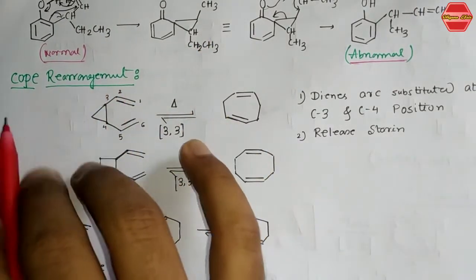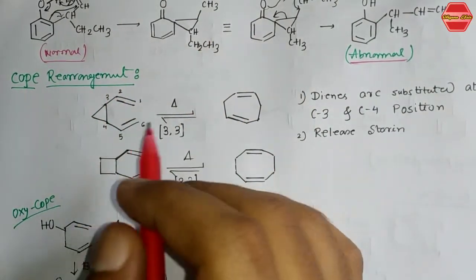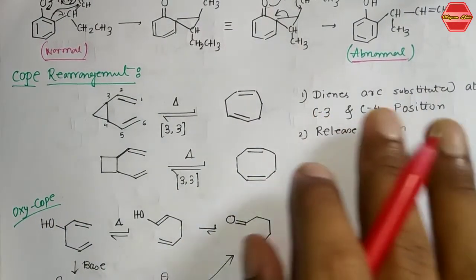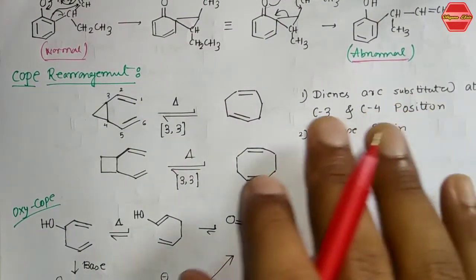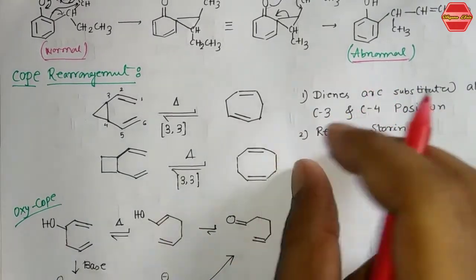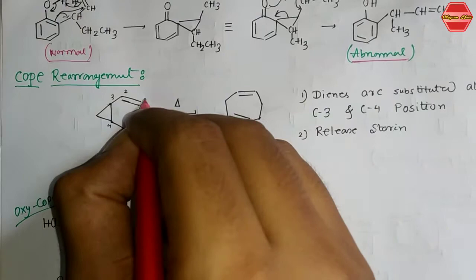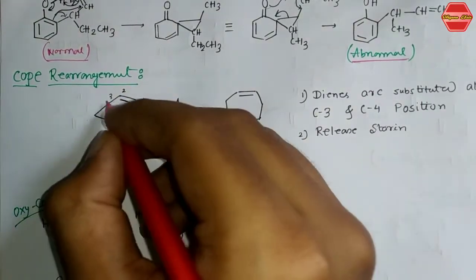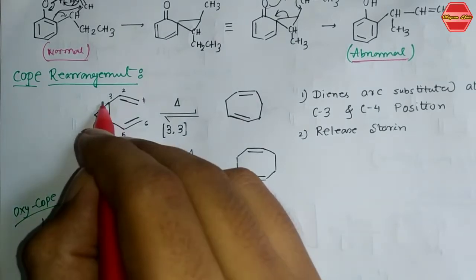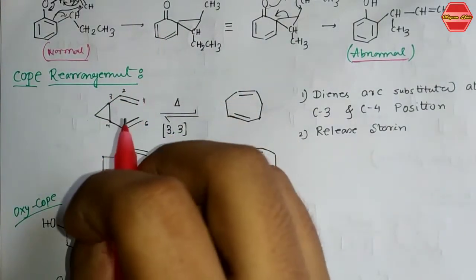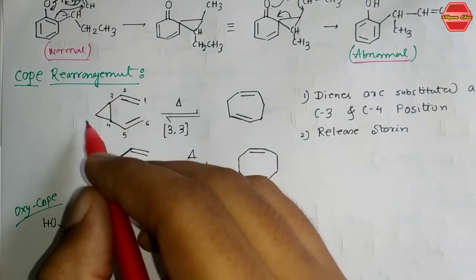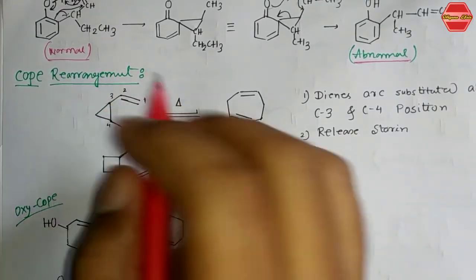Now the next concept is the Cope rearrangement. Cope rearrangement is basically for dienes where the substitution is placed at the C3 and C4 positions. Now you can see that there is a 1, 2, 3, 4, 5 and 6. There is a substitution between this 3 and 4. Now you can see that there is a 3-membered ring, which is a very strained ring, so it generally tries to release its strain.